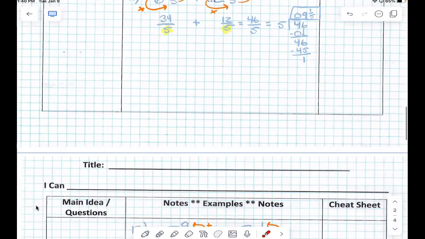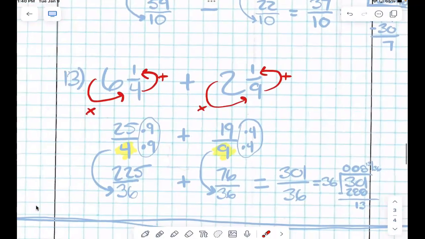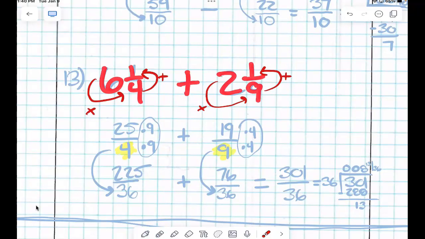All right, here we go. We're going to go through a long one of these problems. We're going to add 6 1/4 to 2 1/9, okay? Can I add 6 1/4 and 2 1/9 in their current form? No. We need to convert them to what? Improper fractions. And what process are we going to use? Around the world.